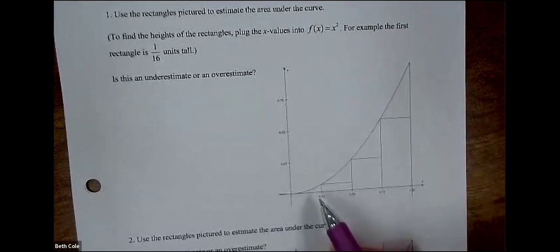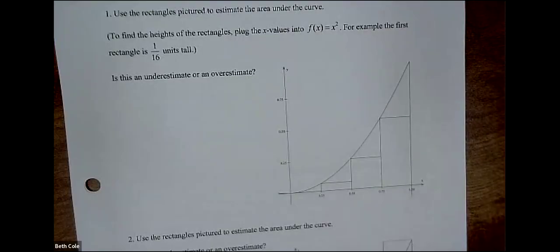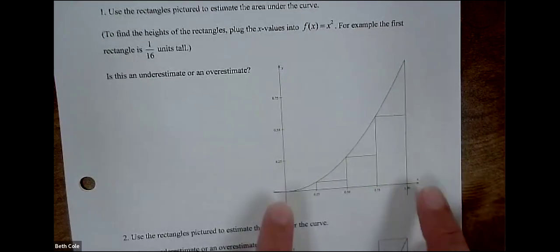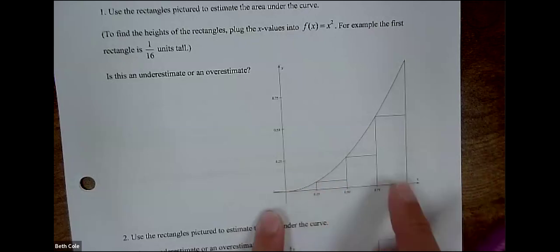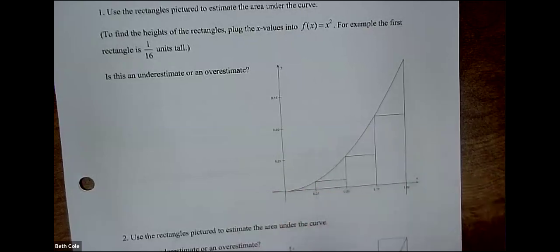So for this first one, and for all of these, we're going to have 4 sub-intervals. So our interval is 0 to 1. We're breaking it up into 4 equal sub-intervals. Do you see that there? Like broken into 4 even spaces.